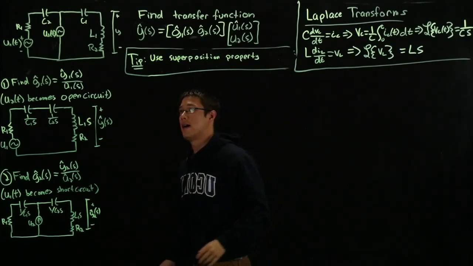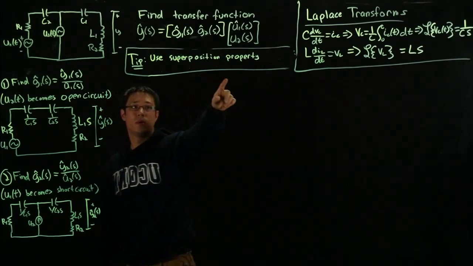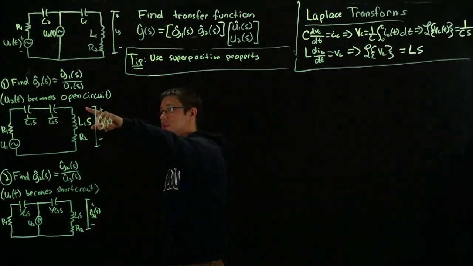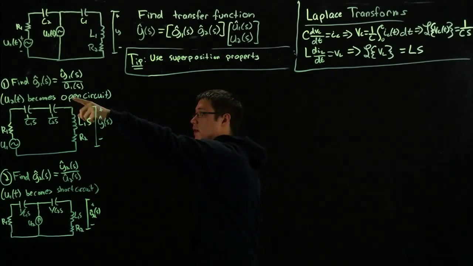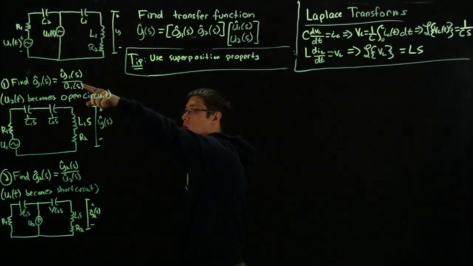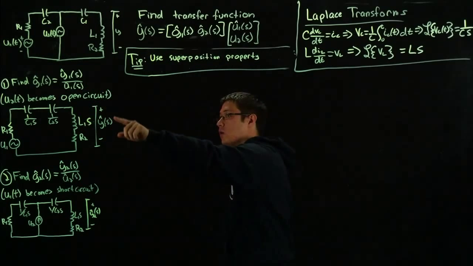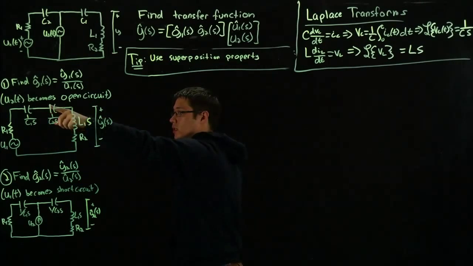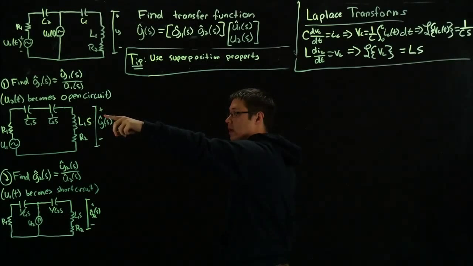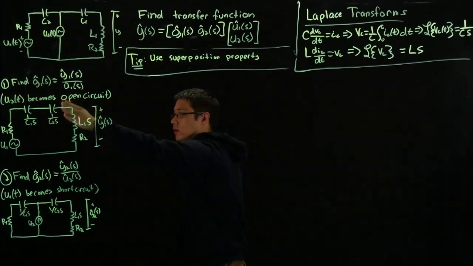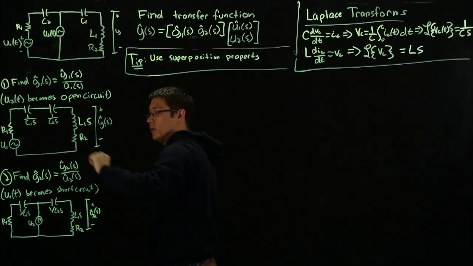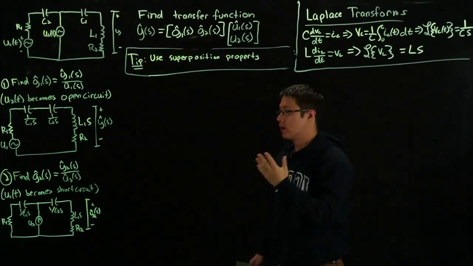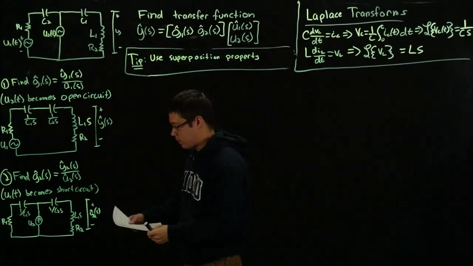Now that we have that out of the way, because we're using the superposition property, the first thing I want to do is find g1 of s, which we know is equal to y1 of s over u1 of s. So the tip here is to assume that u2 is an open circuit, right? So now we just have one input. This greatly reduces the size of the problem.